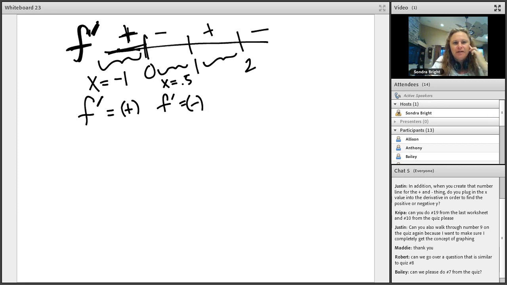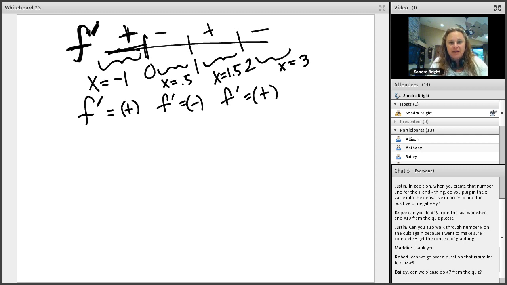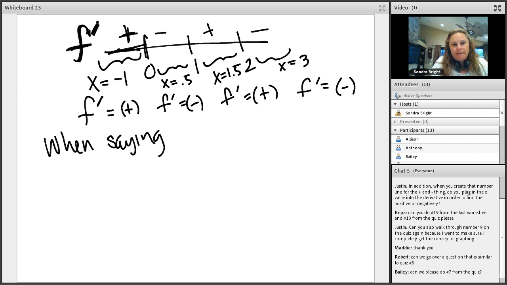And then here, I really chose nice. Good thing I don't have to actually plug it in. Your f prime is positive, and then here, anything to the right of 2. So let's say I plug in a 3 into the derivative, and then here I'm saying the derivative is negative. Then, when you go to find the max or the min, we're saying locals right now. This would be increasing to decreasing.